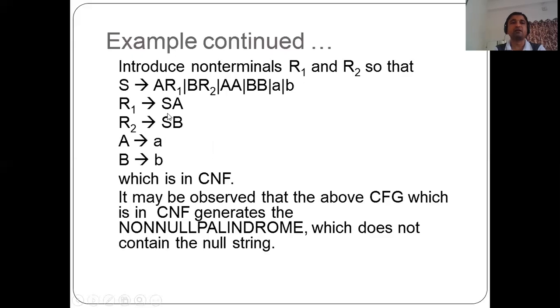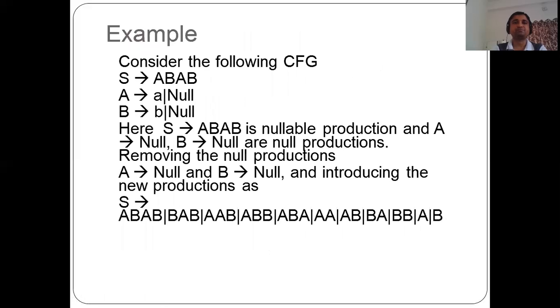So again 2 more new production rules are introduced in this second step, in which the right-hand side of the production rules should have a maximum of 2 non-terminal nodes. Okay, this is the second step. Let's discuss the third step. The third step is regarding removal of nullable productions.